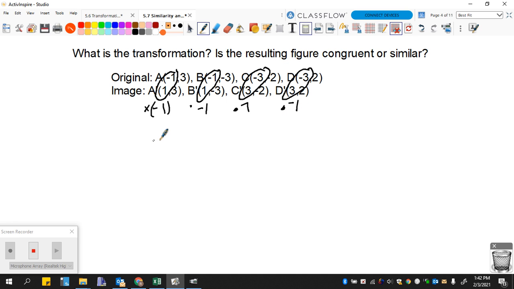So if we multiply the x by -1, that means that if we're looking at our notes from the previous lesson, it is a reflection across the y-axis. And by the way, the y's here stay the same, so the resulting figure is congruent. Okay?